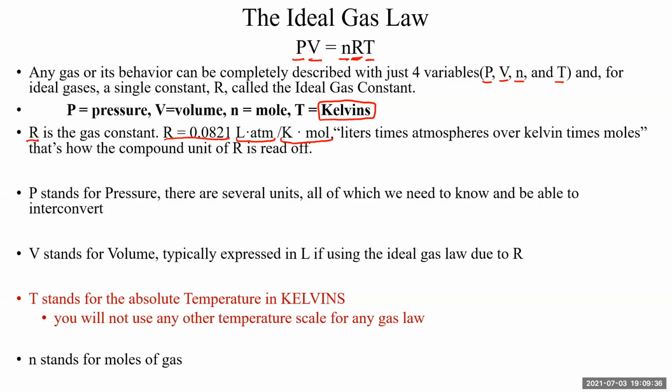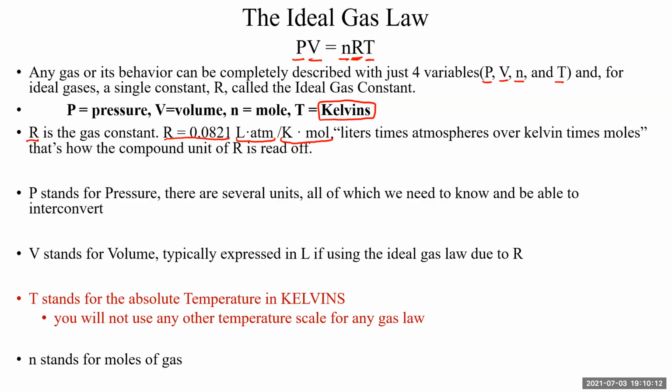This is not a formula. These are the units. It's a compound unit that happens to be composed of four different units. Notice that those four different units correspond to the four different variables involved in a gas. Liters for volume, atmospheres for pressure, kelvins for temperature, and moles for N. So there are other values for the gas law constant R, depending on what units you want to use, but since we're mainly going to deal with liters and atmospheres in this class, we'll stick to this value.